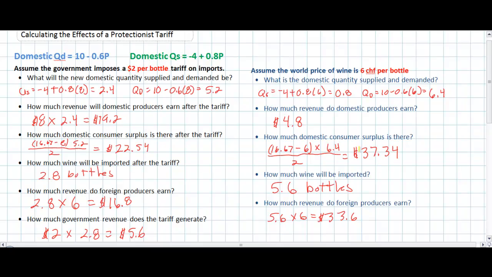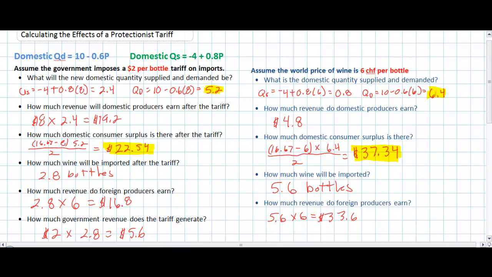Before the tariff, recall that domestic consumer surplus equaled $37.34. Notice that after the tariff, domestic consumer surplus is a much smaller number. Domestic consumers are suffering for two reasons, both because of the higher price of wine, $8 following the tariff, and more importantly because of the reduced quantity. Notice that before the tariff, quantity demanded was 6.4 bottles.